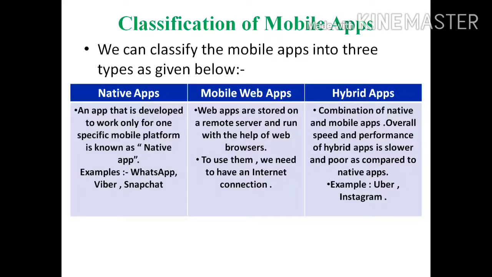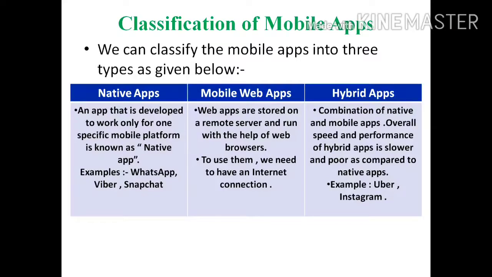Okay, now mobile web apps. What are mobile web apps? Web apps are stored on a remote server and run with the help of web browsers. These are the apps which are stored on the web server, and they run using the internet. To use them, we need to have an internet connection. These types of web apps are programmed using HTML or CSS.